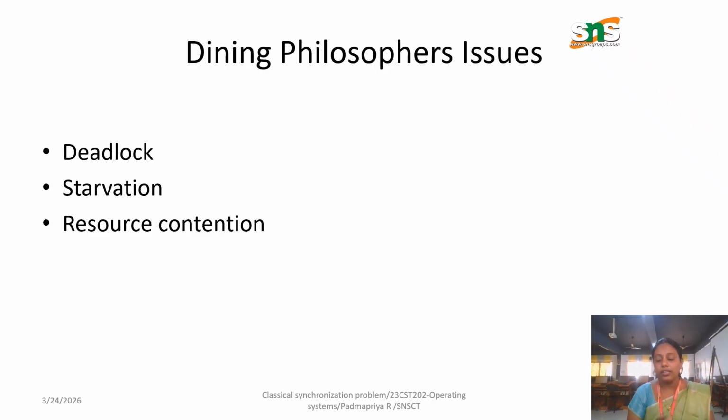In the dining philosopher problem, there are five philosophers. A single chopstick is placed between two philosophers. Each philosopher can eat the food by using two chopsticks, but when one philosopher takes a chopstick, the other philosopher cannot access that particular chopstick. This is the dining philosopher issue. It may lead to deadlock, starvation, and resource contention.